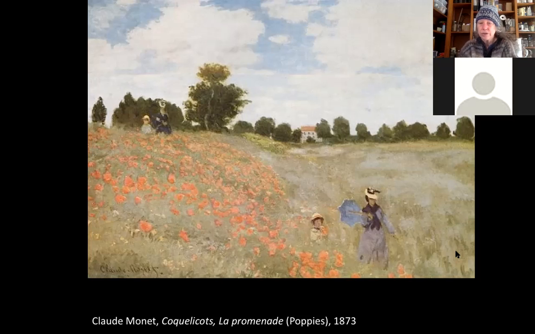So sure, there's figures here. There's a woman with an umbrella, a little kid, maybe a boy, another woman with another kid, and the wind is blowing the ribbons on her hat around, and there's these poppies. Coquelicot means poppies. But the main subject is really the landscape, the sky, the poppies, the wind blowing the grass around. So it's not any time, it's this very specific time and a very specific effect of light.